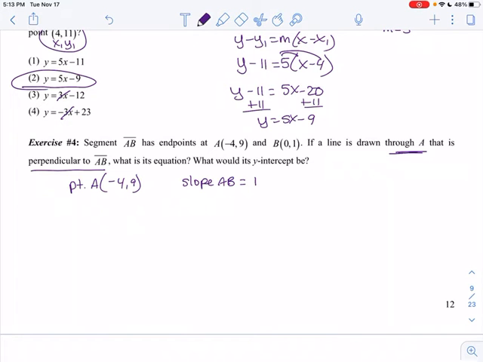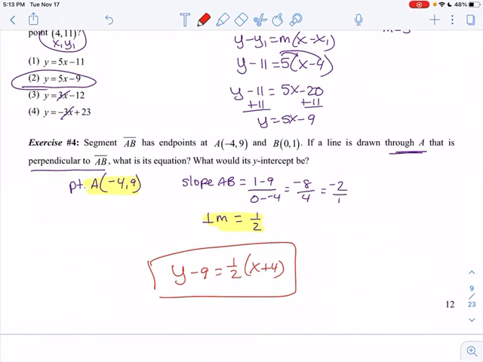So slope of AB is 1 minus 9, because the y's go on top, 0 minus negative 4. So that's negative 8 over 4, which is negative 2. My perpendicular slope means I have to take that slope and flip it. I put a 1 underneath it, flip it, and it's 1/2, and I'm going to change the sign. So now I'm going to take this perpendicular slope, and I'm going to take point A, and I'm going to write my equation. So y minus 9 equals 1/2 x minus negative 4, which is plus 4.